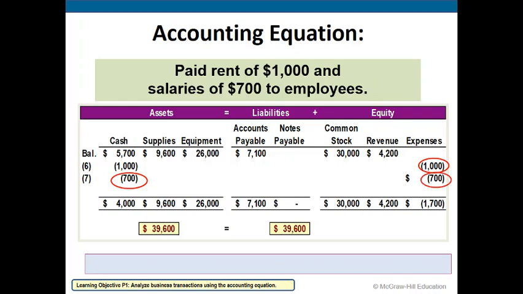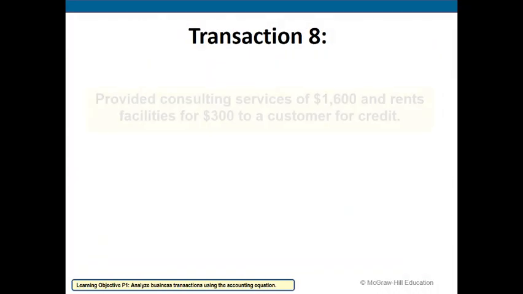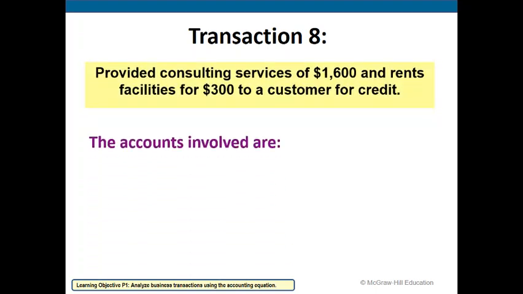So notice both sides have gone down by $1,700. Transaction 8, provided consulting services of $1,600, and you rent facilities to a customer for $300 on credit. So you're not getting the $300 right then and there.